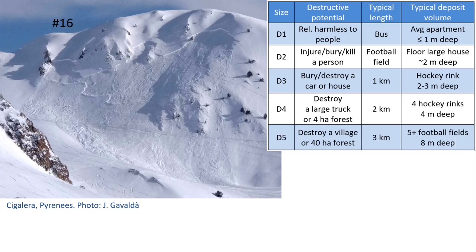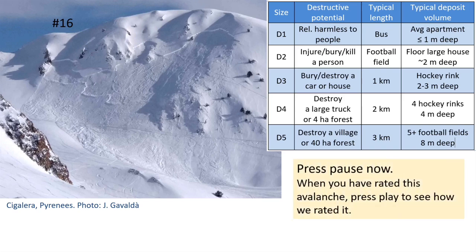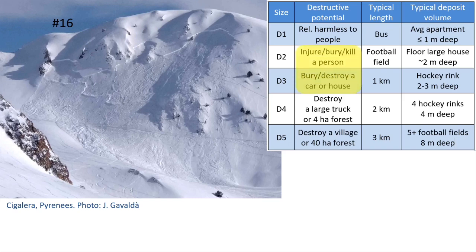Here is another dry slab avalanche from the Pyrenees. In the middle of the photo, you can see old ski tracks in the bed surface. Press pause now. This avalanche could easily bury or kill a person, and the avalanche could destroy a car in the terrain trap at the bottom of the slope.